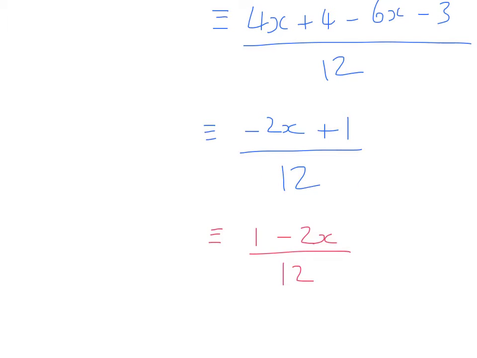Both this and this are completely correct. Neither one is necessarily better than the other. Quite often there's a preference to reorder in this order so there isn't a negative at the front. But then on the other hand, often the x's will be written before the constant terms. It comes down to preference.